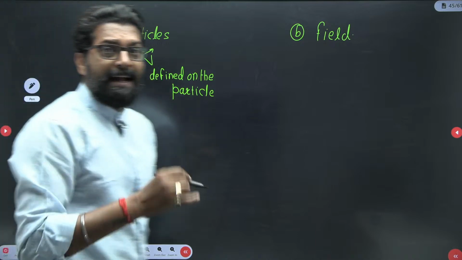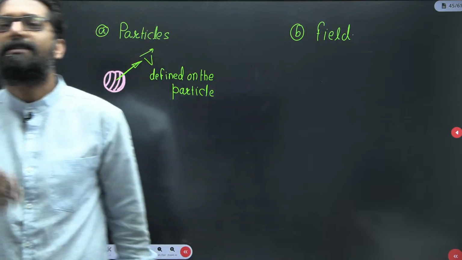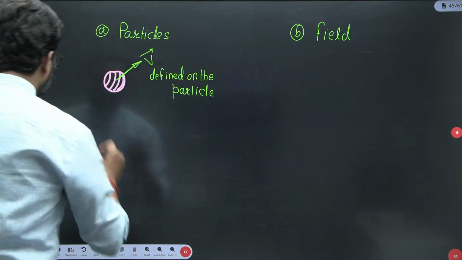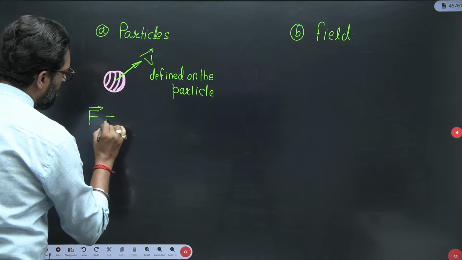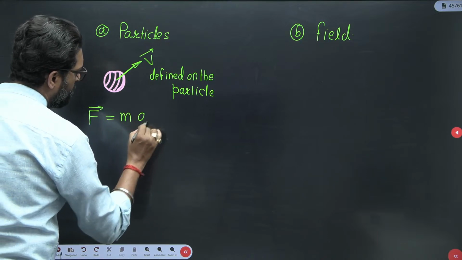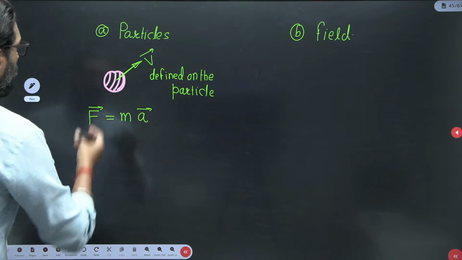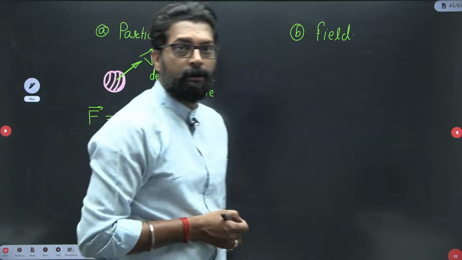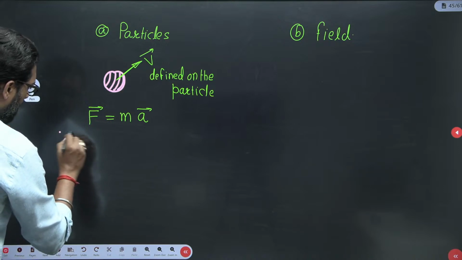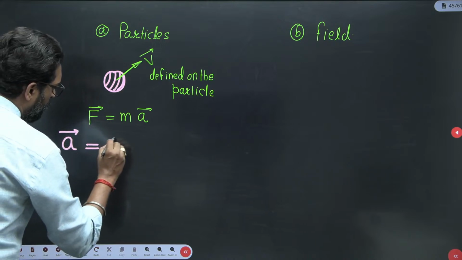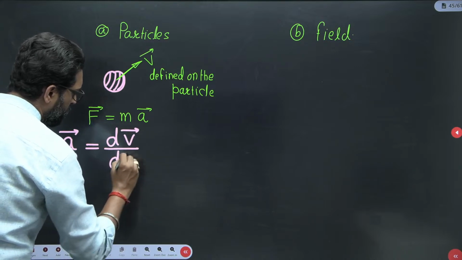Now we want the force on this particle. If you want the force on the particle, we must go to the kinematic parameter. So what is that? Mass of this particle into acceleration of this particle. Now, how to find the acceleration of this particle? The acceleration is the rate of change of velocity with respect to time.